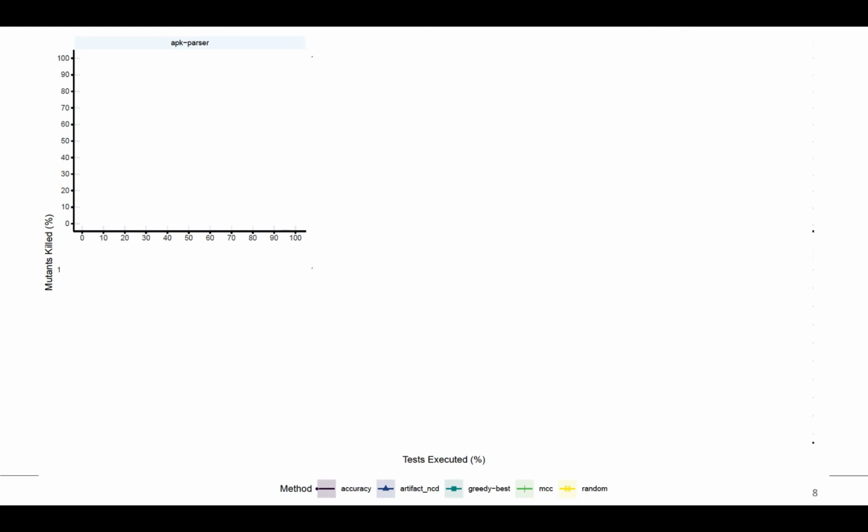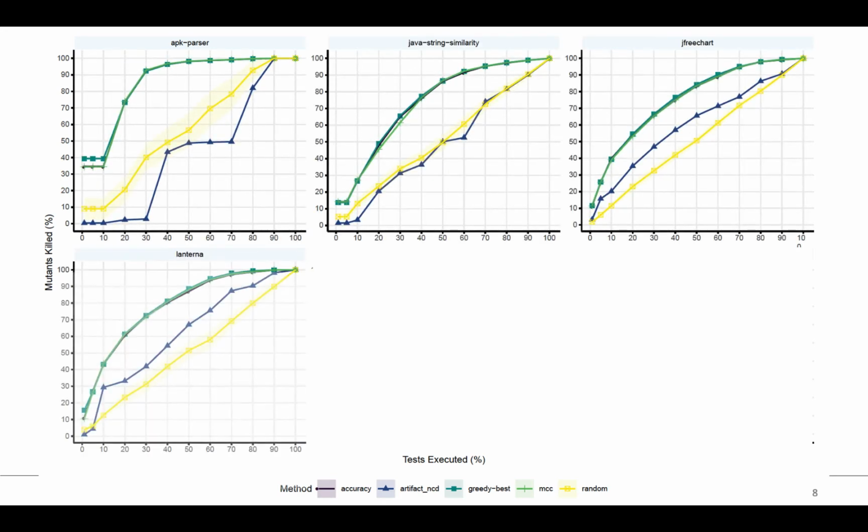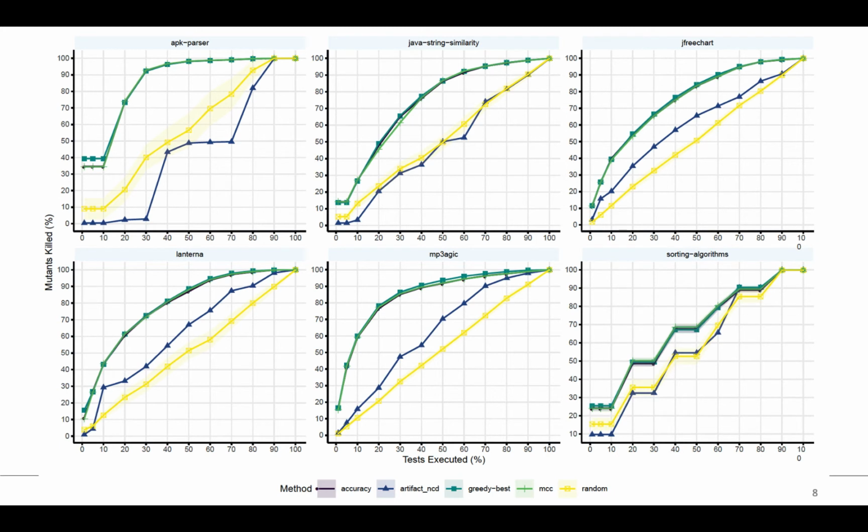Now, here are our results. Ideally, we want to quickly reach the top, meaning that we could kill all mutants with fewer tests. These are the results that we obtain for each of the 6 projects. Overall, b-div test prioritization using behavioral metrics converged the fastest across the board, and even on par with the greedy algorithm that acts as an approximation of the best possible prioritization.